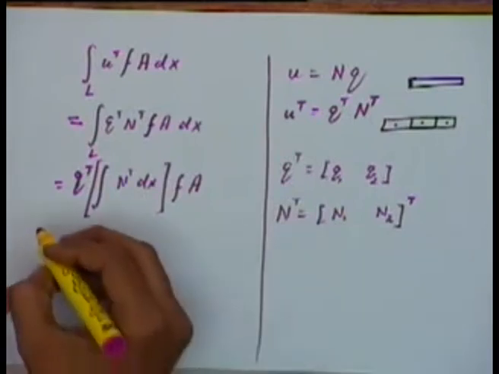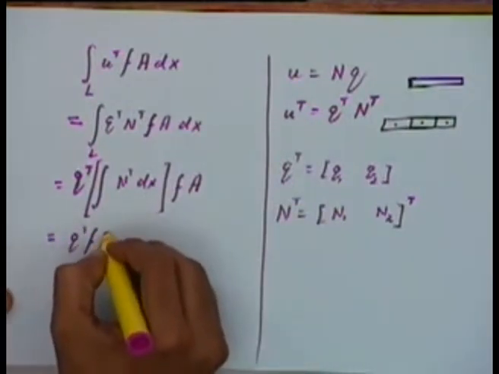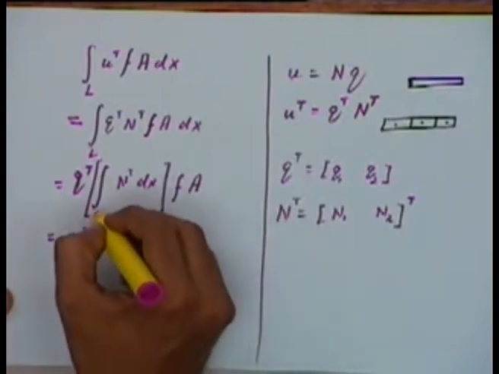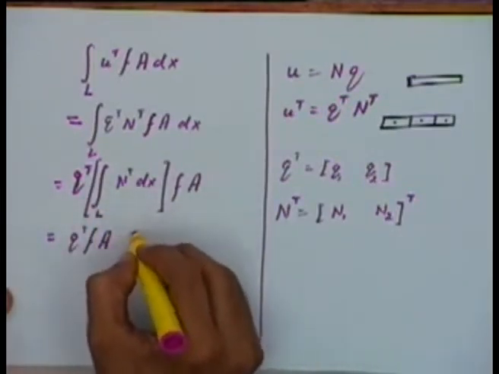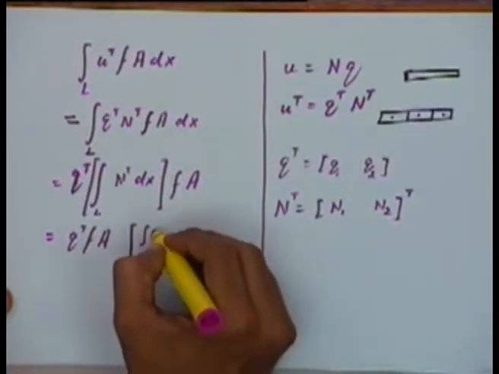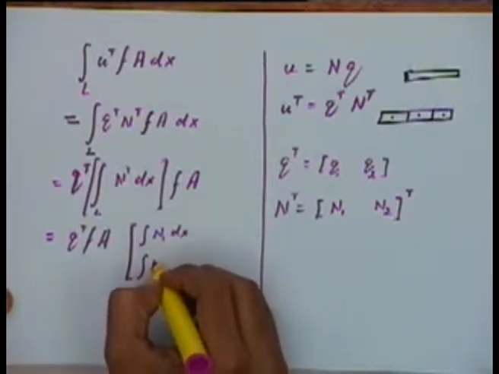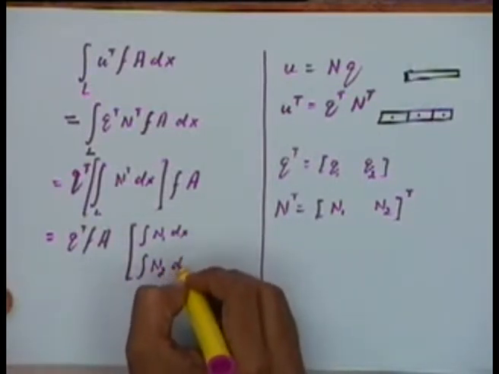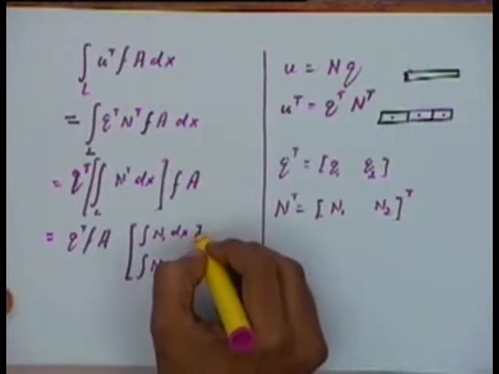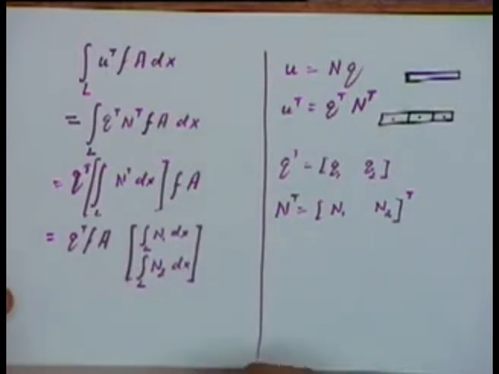N transpose is this, so this will become equal to Q transpose F A into, now this N transpose is this matrix, so I will put that as integral of N1 dx, integral of N2 dx. Both these integrals are over the length.